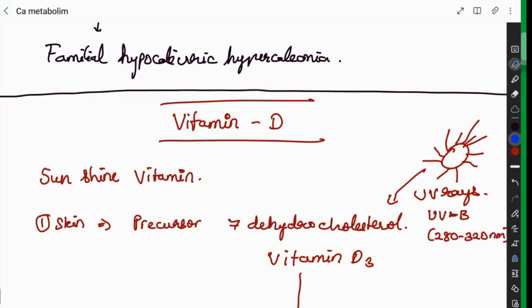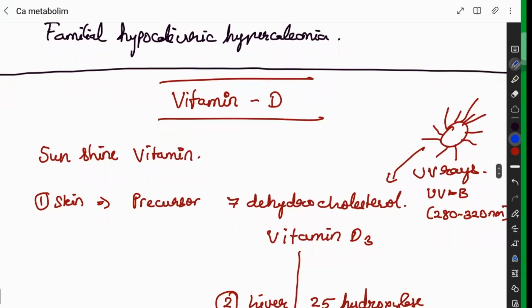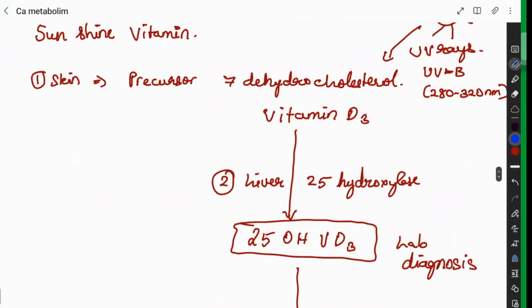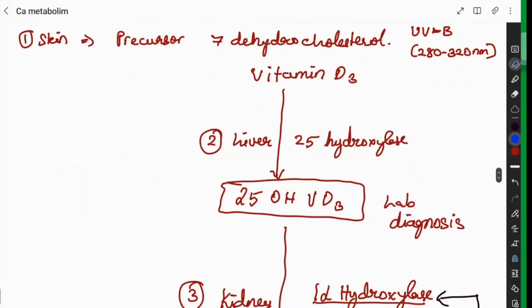Clear? So you have a precursor in the skin. This precursor is 7-dehydrocholesterol, not vitamin D3. Once the sunshine comes, UVB light comes, it gets broken down, and the breakdown product of vitamin D3 gets circulated. They enter your liver. When it enters your liver, you have 25 hydroxylase. This 25 hydroxylase converts it to 25 hydroxy vitamin D3.